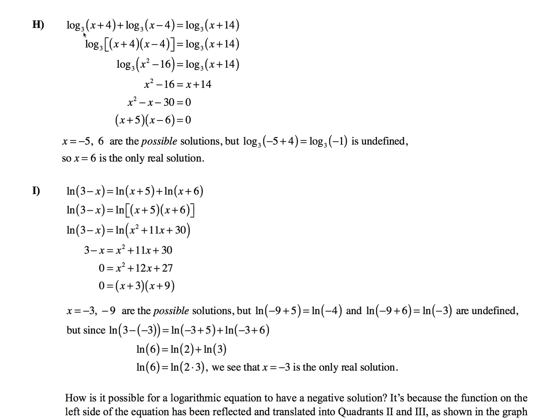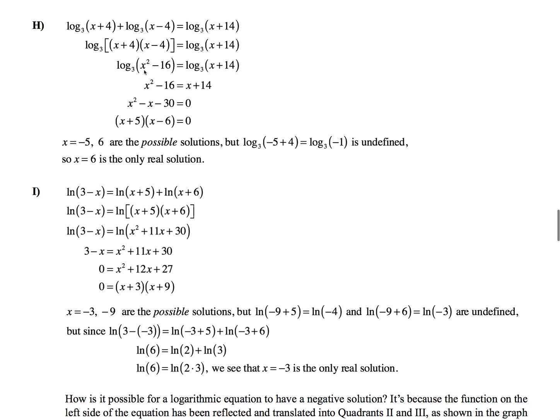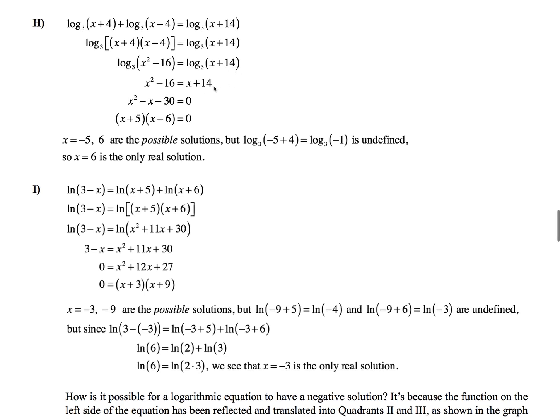Now, by the way, this base could have been anything. It doesn't matter. It doesn't affect the outcome here because we combined these and we used the uniqueness property to just eliminate the logarithms. So when I subtract x and 14 from both sides of this equation, I get x squared minus x minus 30. And when I factor that, I have x plus 5 times x minus 6. And so my possible solutions are x equals negative 5 and x equals positive 6.